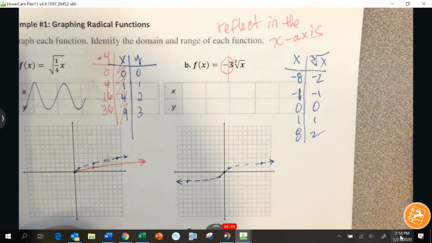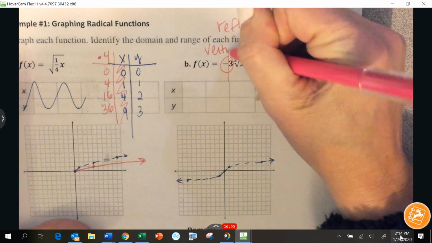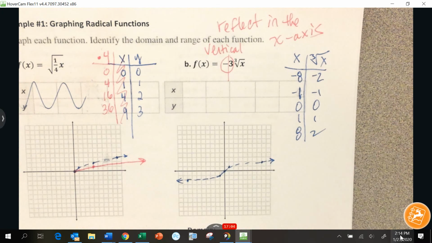Okay, and then what's the 3? Is that horizontal or vertical? Vertical. 3 does not reflect. What does 3 do? You multiply something by 3, what's it do? When you do a vertical stretch, it is a vertical stretch, so it gets bigger.